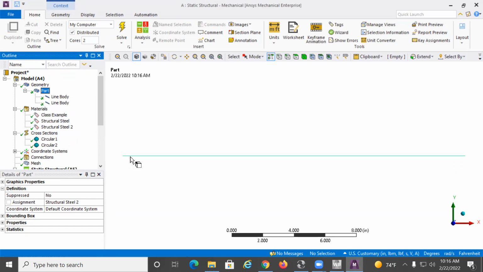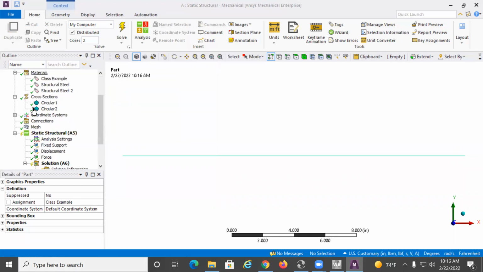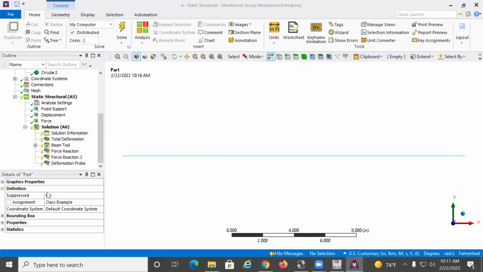So how do we change that? Every time you are using beam elements, you want to make sure you go within ANSYS Mechanical and assign the material that you created in Workbench to your part or your model. This is where we attach the material to the part. When I change my assignment to the class example material, all my results are going to be gone. You see these yellow flash icons indicating that there is work that needs to be done.